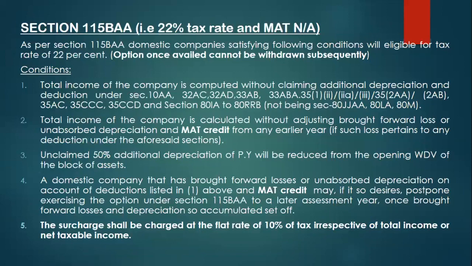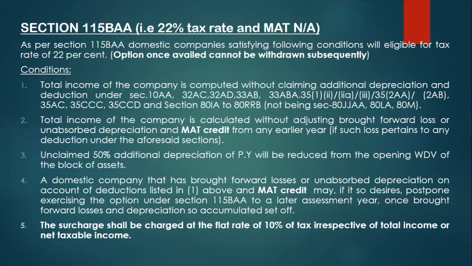Now coming to section 115BAA, that is 22% tax rate, and the provisions of MAT shall not be applicable. One very important point which should be noted before availing this section is that the option once availed cannot be withdrawn, which means this section will be applicable for all the subsequent assessment years. To opt this section, various deductions as mentioned in condition 1 should be foregone. Further, the MAT credit, unabsorbed depreciation and brought forward losses pertaining to above deductions cannot be adjusted from the income.